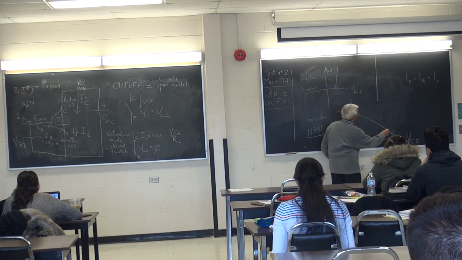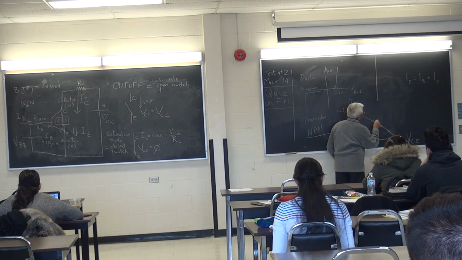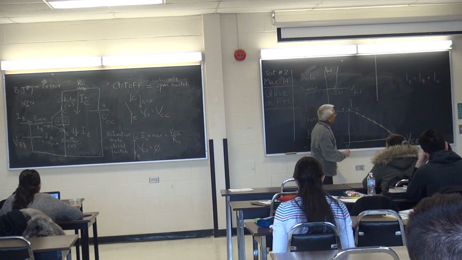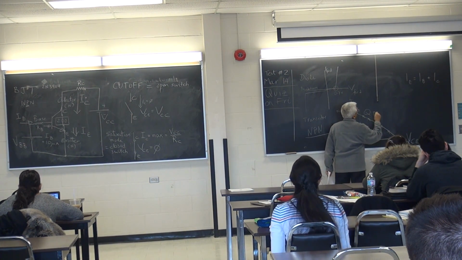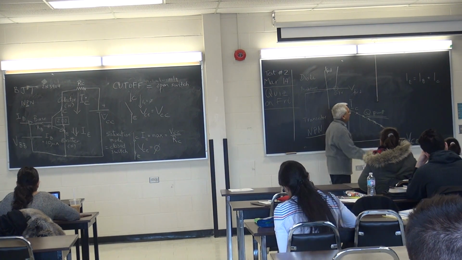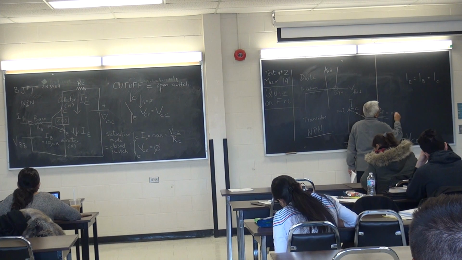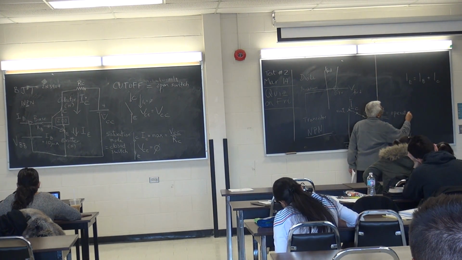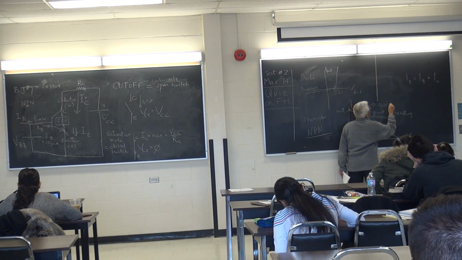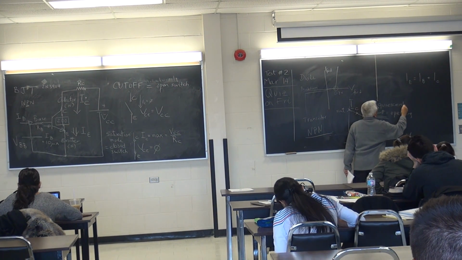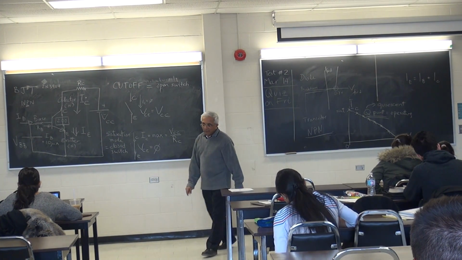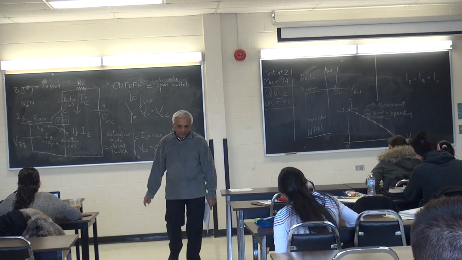Okay? So here, it could be at any one of these points. And these points are called Q points. The Q point is telling us the operating point. And the word Q stands for quiescent. So the word quiescent is used to identify the operating point of the transistor.